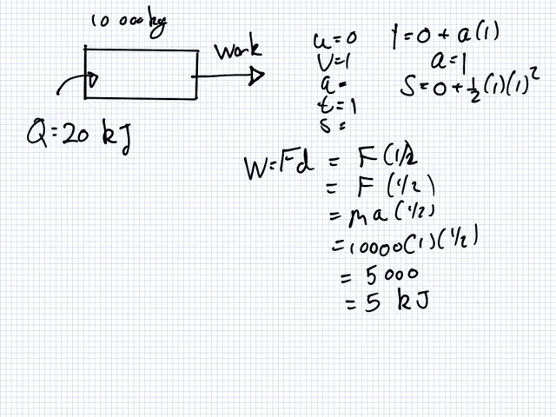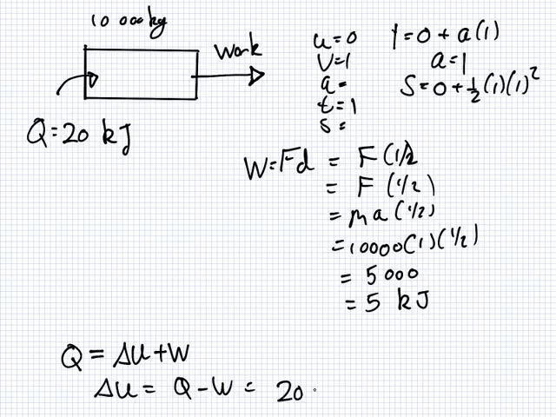But then I'm not finished. So you have Q equals delta U plus W. So delta U is Q minus W, which is 20 minus 5, which is 15 kilojoules. And that's what you got yesterday. There's more than one way to do it. Did you get 15,000? Yeah.